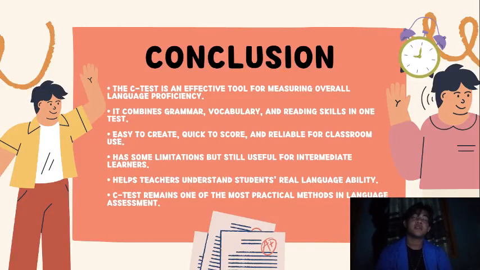In conclusion, the C-test is a simple but very effective way to test language ability. It measures grammar, vocabulary, and reading at the same time. It is easy for teachers to make and score, so it works well in the classroom. Even though it has some weaknesses, it's still a great method for intermediate students. Overall, the C-test helps teachers see how well students really understand and use the language.